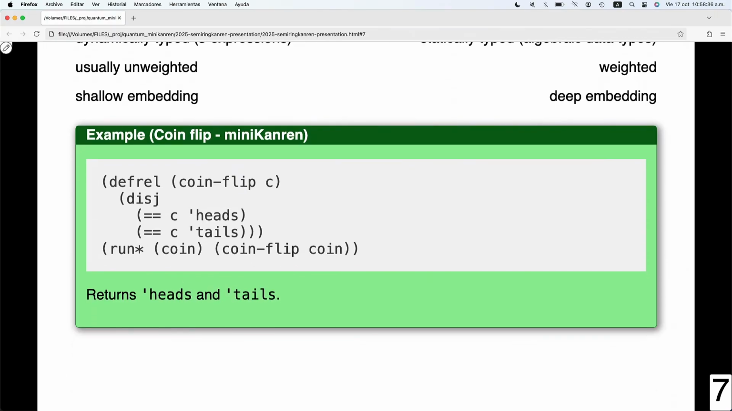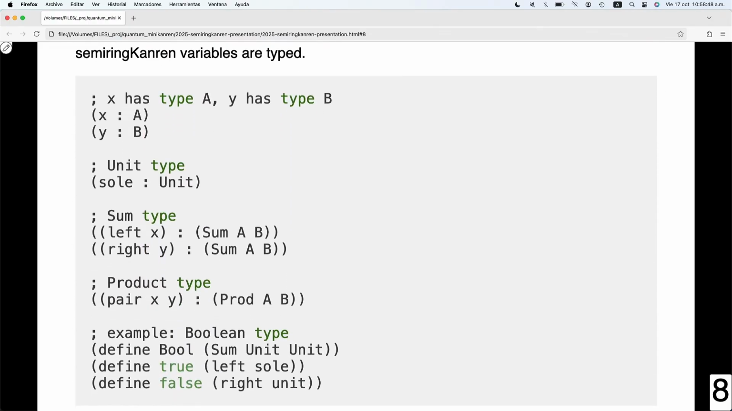All right, so just a motivating example. Here's how you might implement a coin flip relation in miniKanren. It's just either heads or tails. No real surprise there. As I mentioned, in semiringKanren we have algebraic data types. So we have unit types, sum types, which are either left or right, and product types, which are pairs. A Boolean could be defined as a sum of two unit types, as shown there.